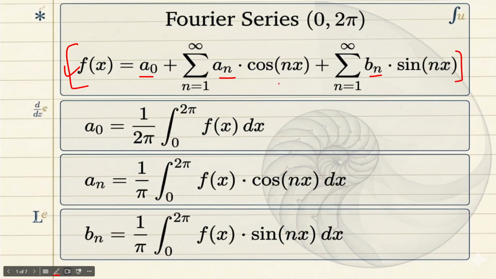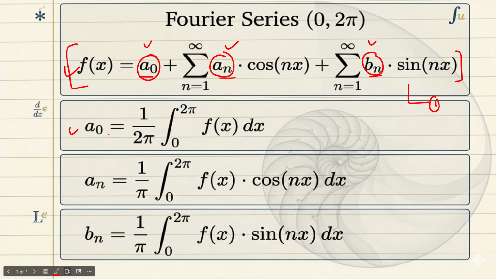You can see here in this series there are three terms. First one is a0, second one is an, and third one is bn. So while solving a question, initially you have to write down this equation, consider it as equation number 1, and then find the values of a0, an and bn first. We have formulas for a0, an and bn also.